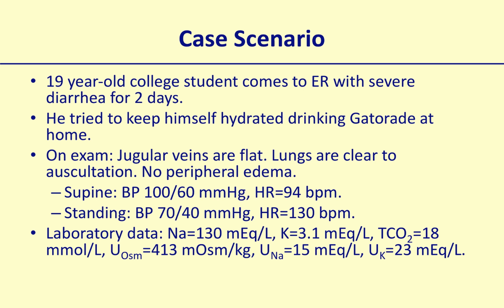Orthostatic vital signs reveal a supine blood pressure of 100/60 and a heart rate of 94, and upon standing, the blood pressure drops to 70/40 and the heart rate goes up to 130. Labs show a sodium of 130, potassium of 3.1, bicarbonate of 18, urine osmolarity of 413, urine sodium of 15, and urine potassium of 23.